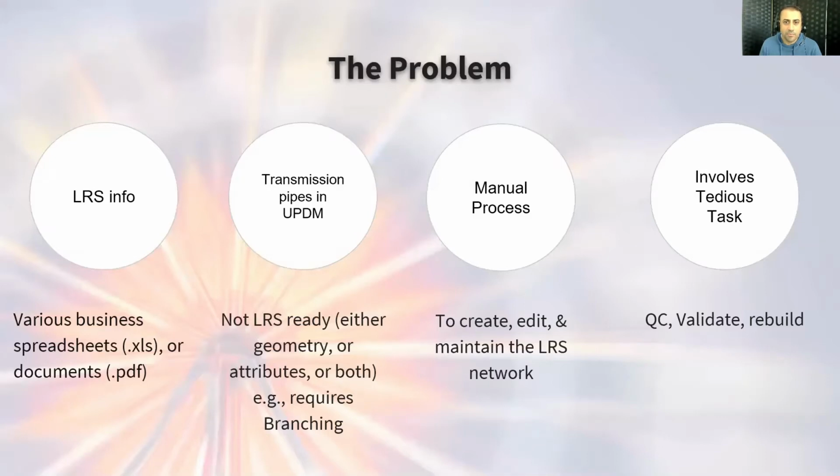Further addressing the problem of why it's not that basic to build the network. We know so far the LRS is not always up to date or ready to input. Also, the transmission pipelines lack the measures, and several geometry and attribute issues were identified. The manual process itself is not easy to maintain and keep the network always up to date. In the whole process, you need to QC and report and fix the issues found and rebuild the network.